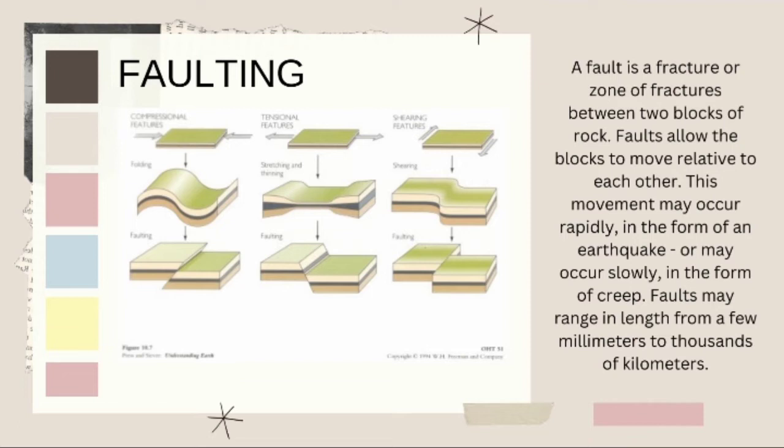Faulting. A fault is a fracture or zone of fractures between two blocks of rock. Faults allow the blocks to move relative to each other. This movement may occur rapidly in the form of an earthquake or may occur slowly in the form of creep. Faults may range in length from a few millimeters to thousands of kilometers.